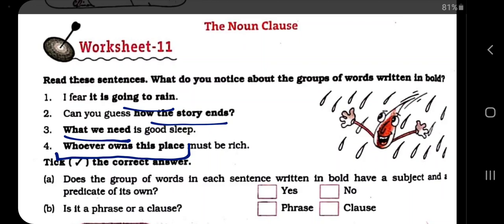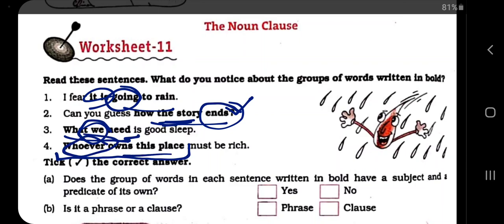So does the group of words in the sentence written in bold have a subject and a predicate? Now see here, subject and predicate. It is going to rain: it is the subject and going is the verb. The story ends: the story is the subject and ends is the verb. We need: we is the subject, need is the verb. Whoever owns: whoever is the subject and owns is the verb.